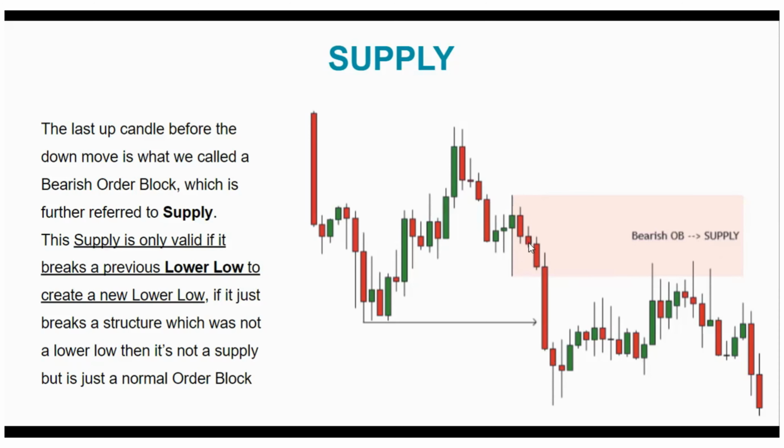But why are these called order blocks? What exactly is an order block, how is it created, and why is it so important? That's what we'll learn in mitigation. Mitigation is a process where the price comes back to the order block. So why is the price coming back to the order block?